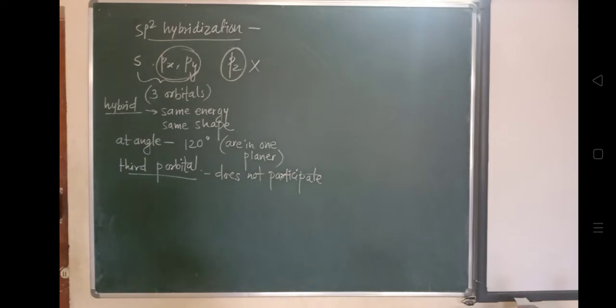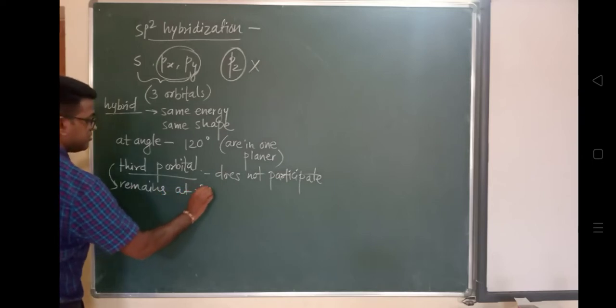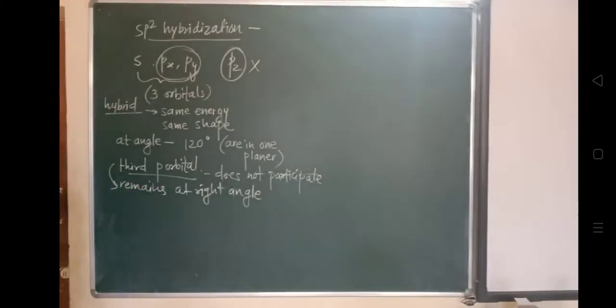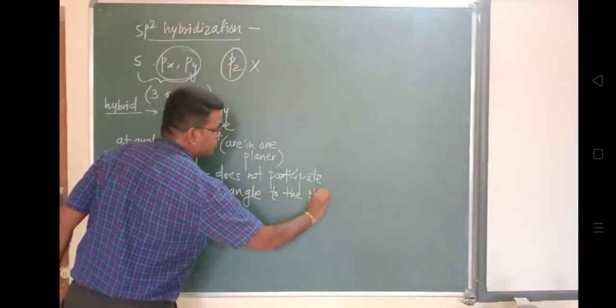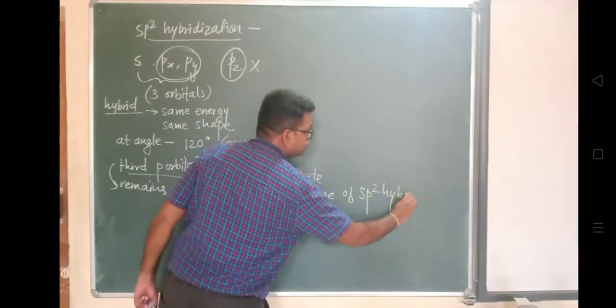The third p orbital does not participate in hybridization and it remains at right angle to the plane of the sp2 hybrid orbitals. How is it remaining at right angle? It is perpendicular to the plane of the sp2 hybrid orbitals. At right angle means perpendicular.